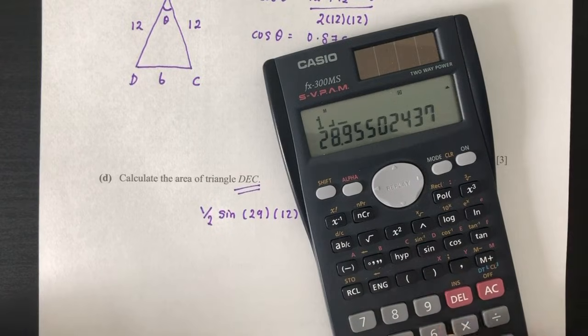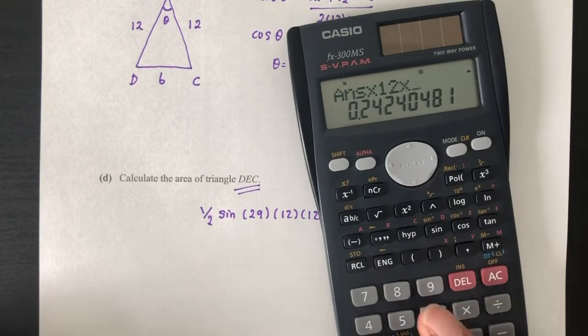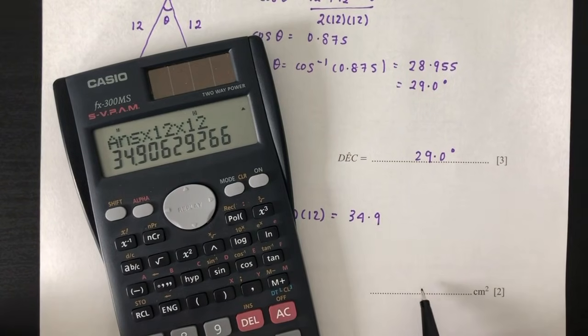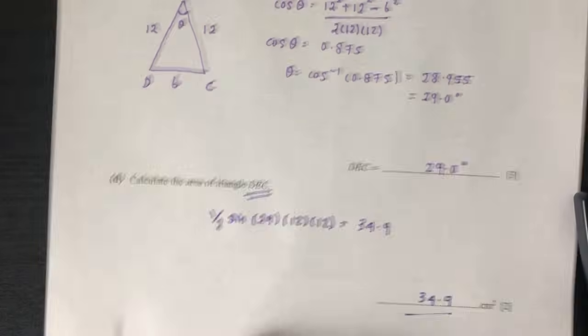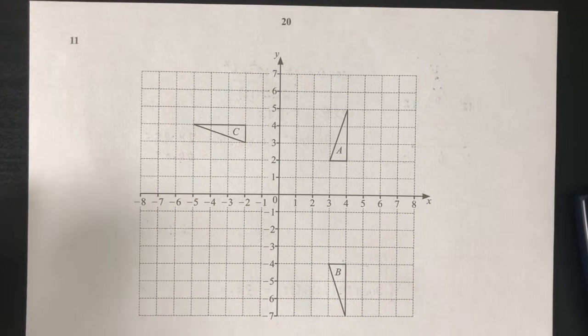So half of sine theta, 29 times 12 times 12. That will be 34.9 for the area of triangle. Okay, this will be question number 10. Let's move on to question 11. That will be the last question of this paper.